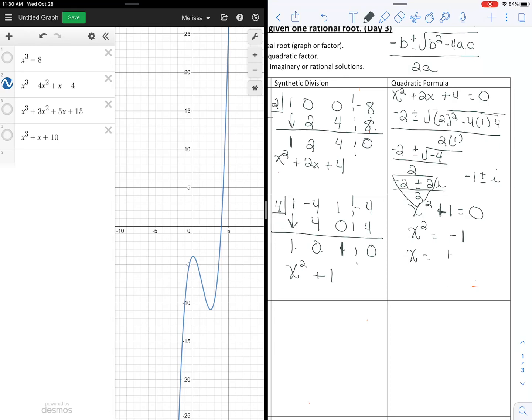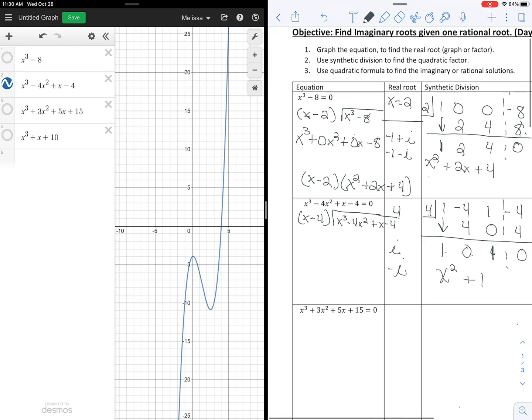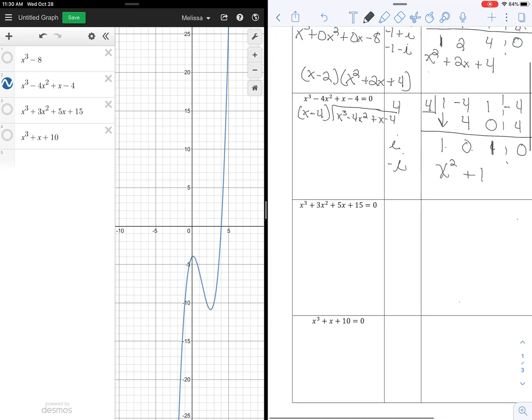Now in the past you would have said, well, there's no real solution. There is an imaginary solution because this becomes the square root of negative 1, which we know from before is i. So my roots are i and negative i. Those are my roots.